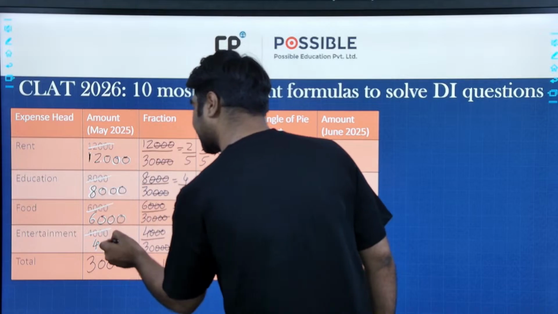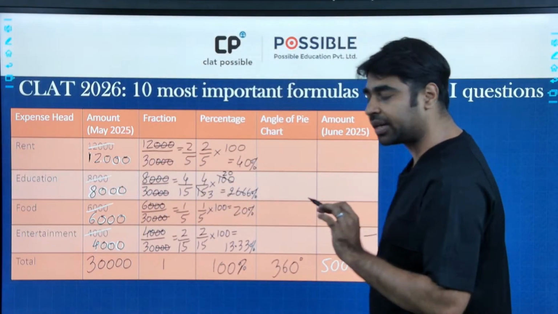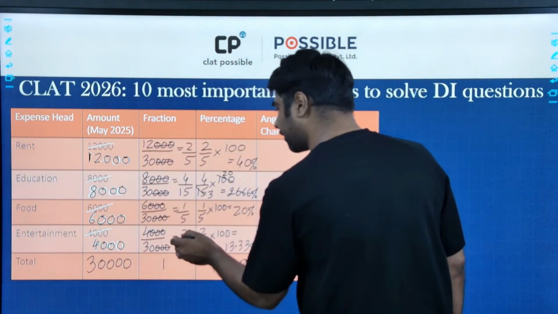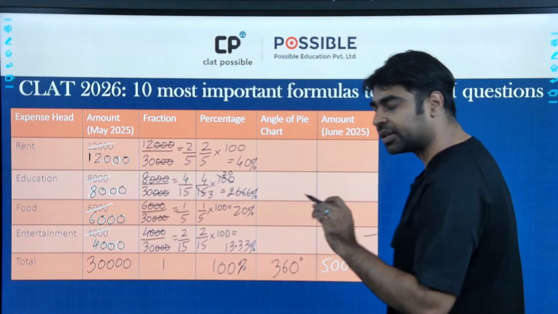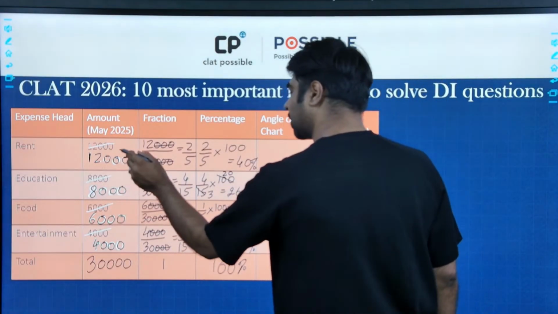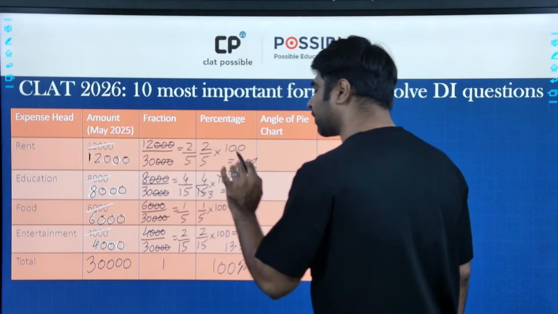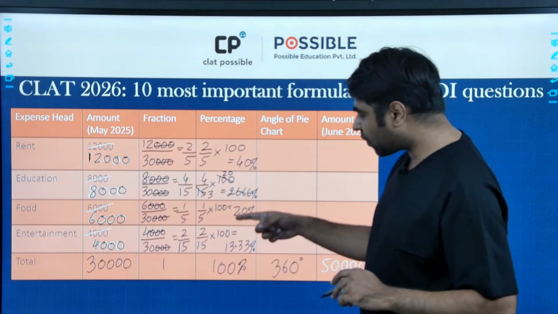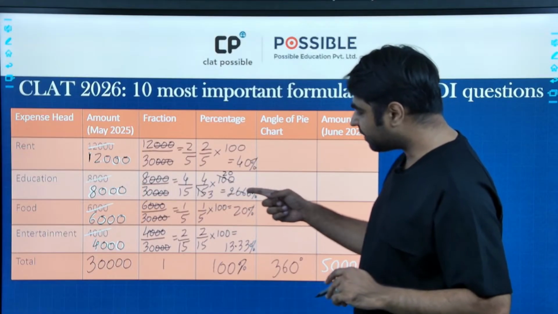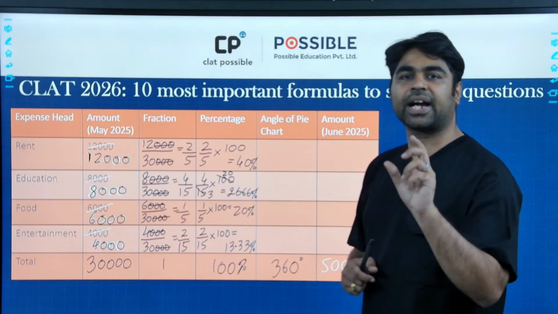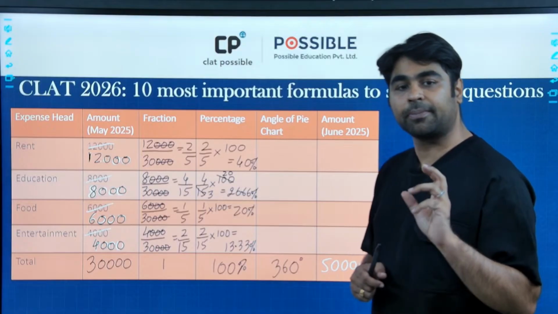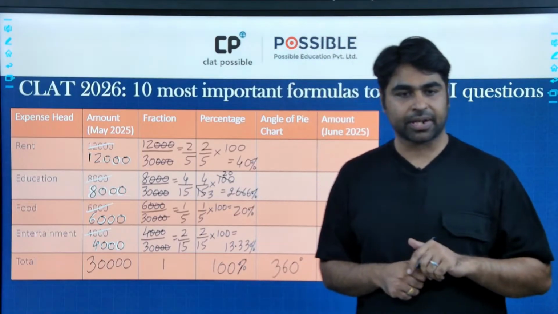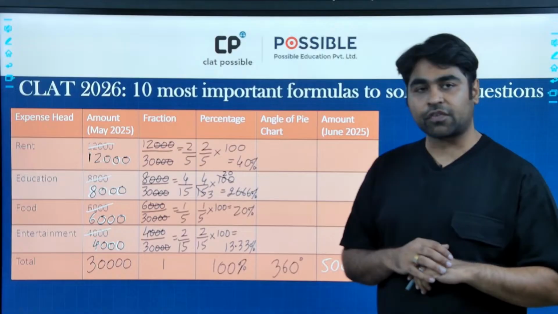If I say that the entertainment is 4,000 and the education is 8,000, so what is education? It is a double of the entertainment, right? So if I do the double of 2/15, I'm sure to get 4/15. The double of 6,000 is 12,000. The double of 1/5 will be 2/5. Similarly, the double of 20 will be 40 and the half of 26.66 will be 13.33. So these are the kind of conversions that you should be able to understand and grasp.